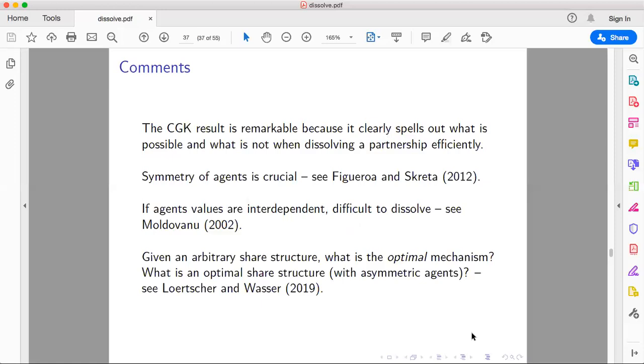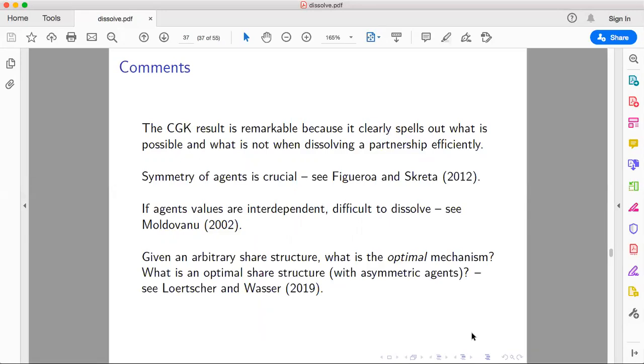Okay, so let me make some quick comments. This CGK result is remarkable because it clearly spells out what is possible and what is not when dissolving a partnership efficiently. It says that in a very symmetric informational environment, what kind of partnerships can be dissolved efficiently and what cannot. It's a matter of verifying that single inequality.